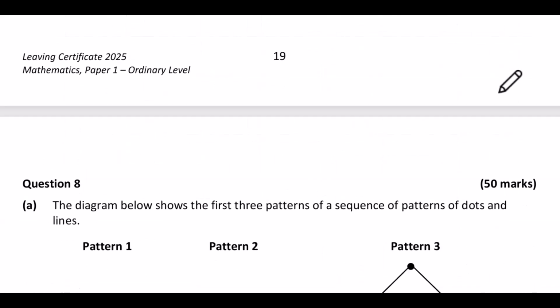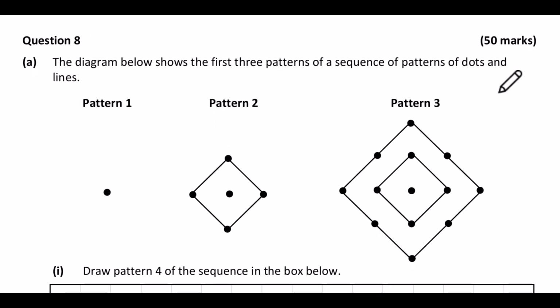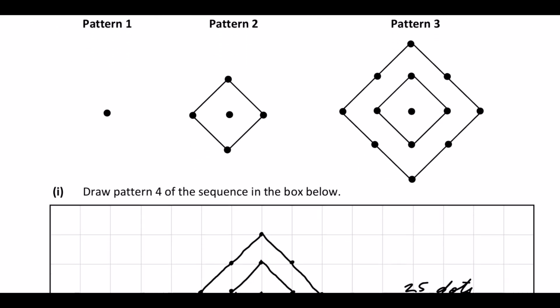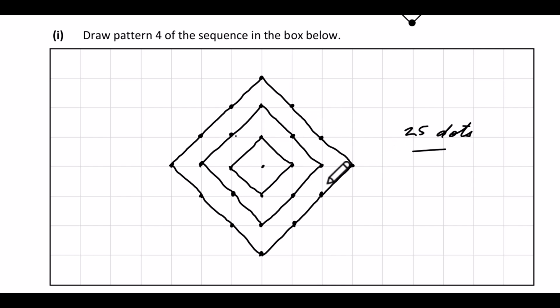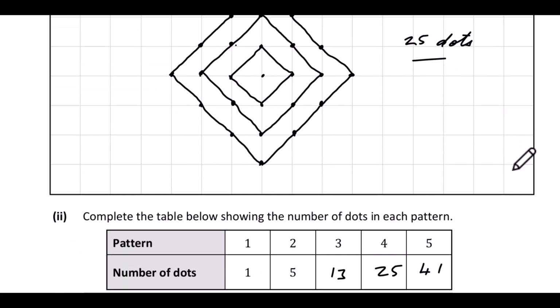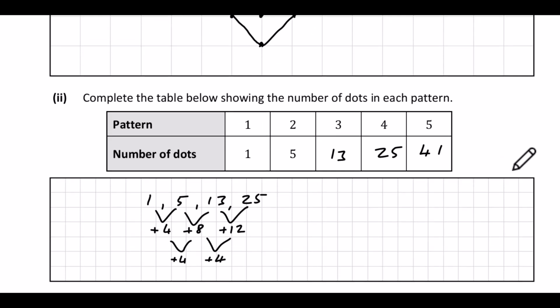Okay, next question then is question 8. The diagram below shows the first 3 patterns of a sequence of patterns of dots and lines. So we have pattern 1, 2, and 3. Draw pattern 4, which I have done here, and there are 25 dots here. Complete the table below showing the number of dots in each pattern. So I counted the dots up as far as here. We have pattern 4, so I got 25 and 13.